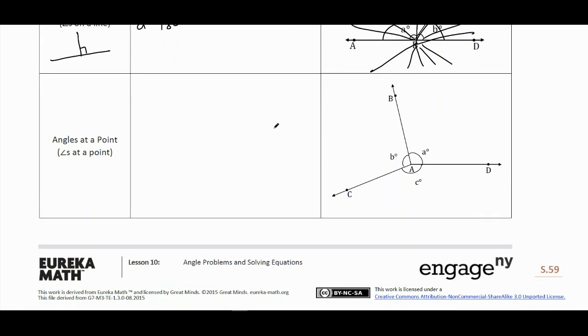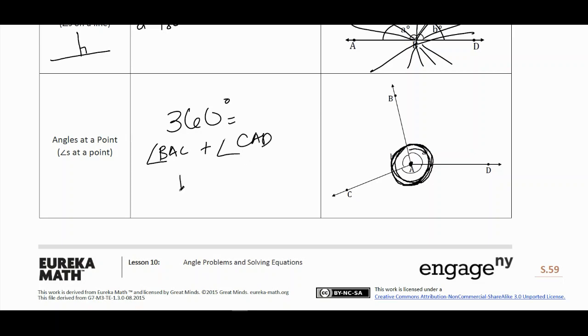Okay, and of course, angles at a point. The point that is being referred to here is this one, wherein two or more lines intersect each other and they have a common point. Whenever we are looking for the angle around it, that is 360 degrees. So what do we need to add? Angle BAC, angle CAD, and angle BAD.